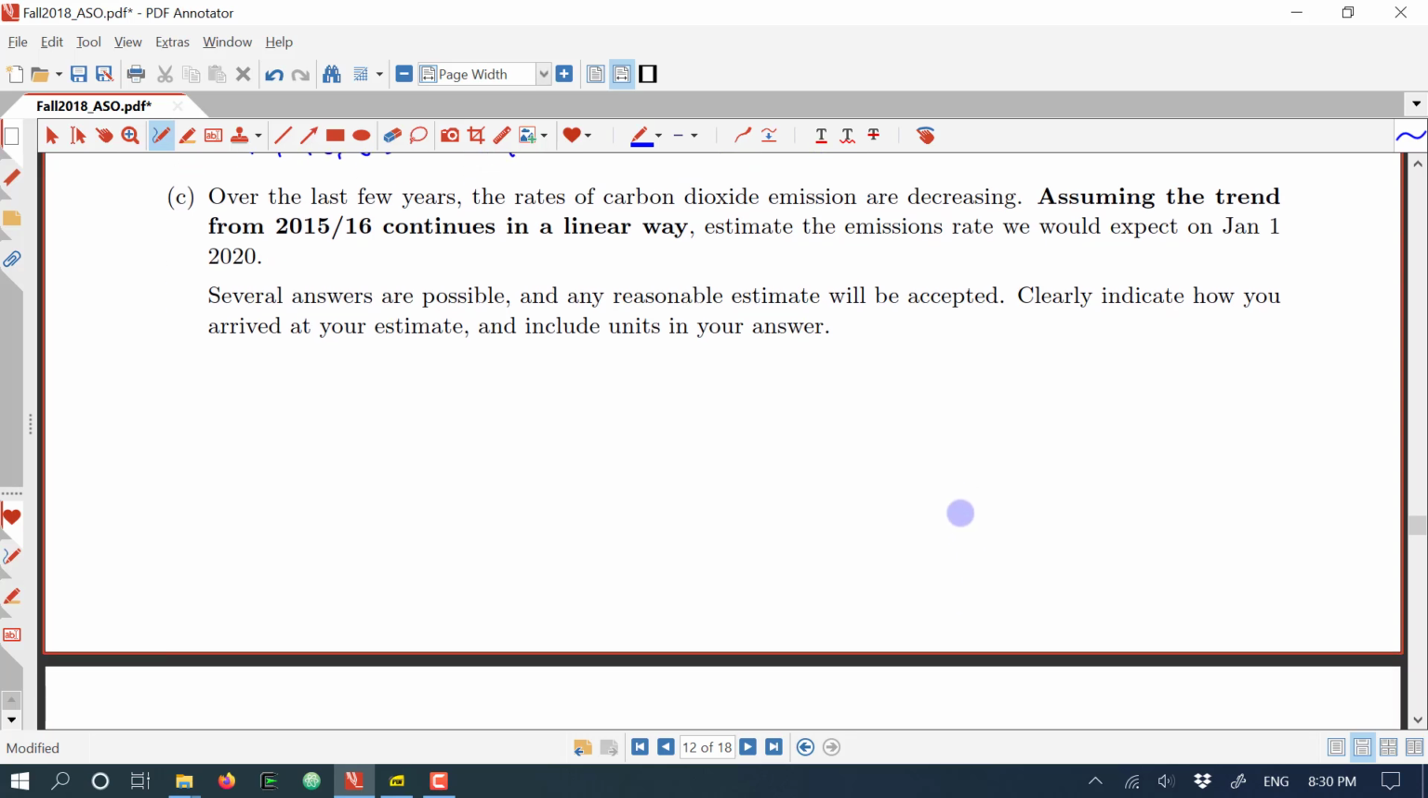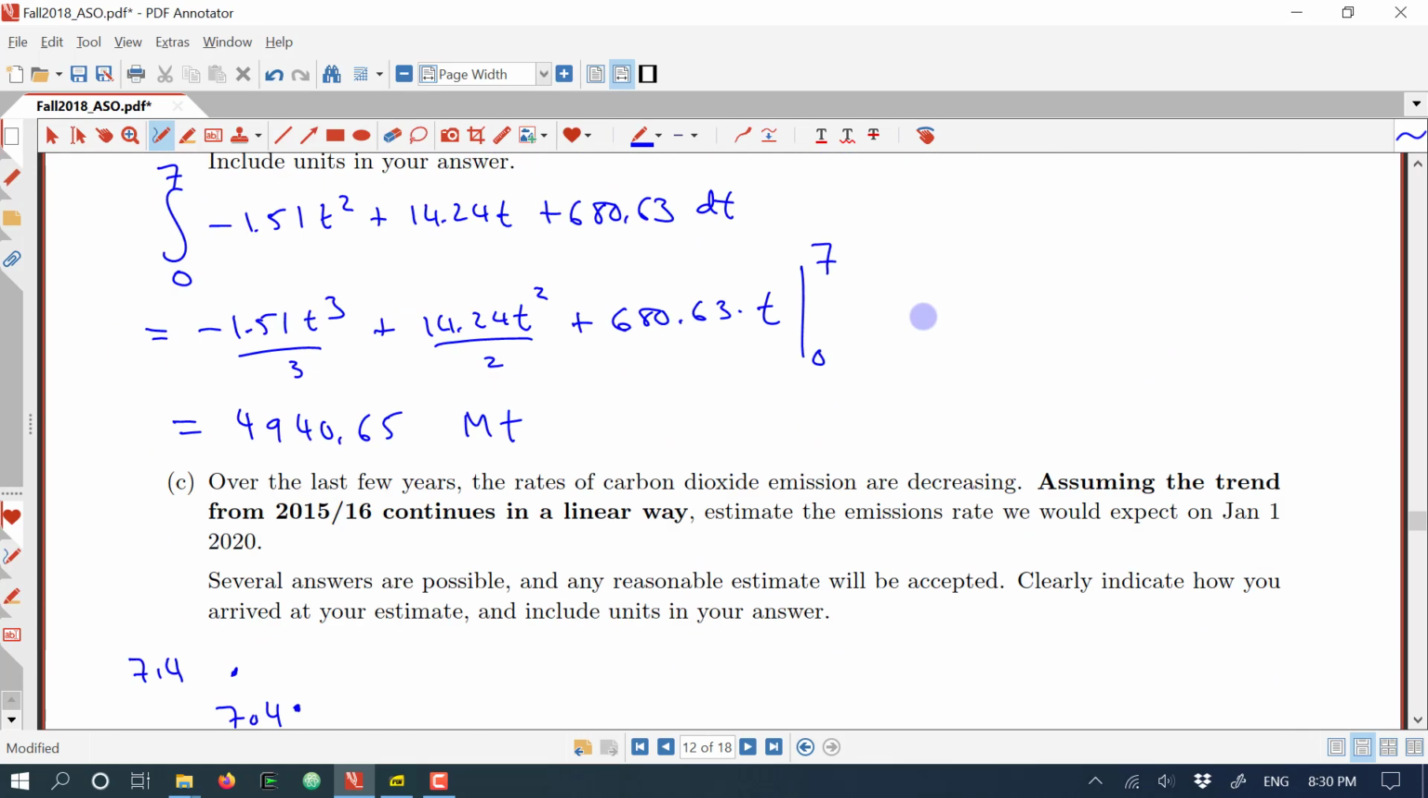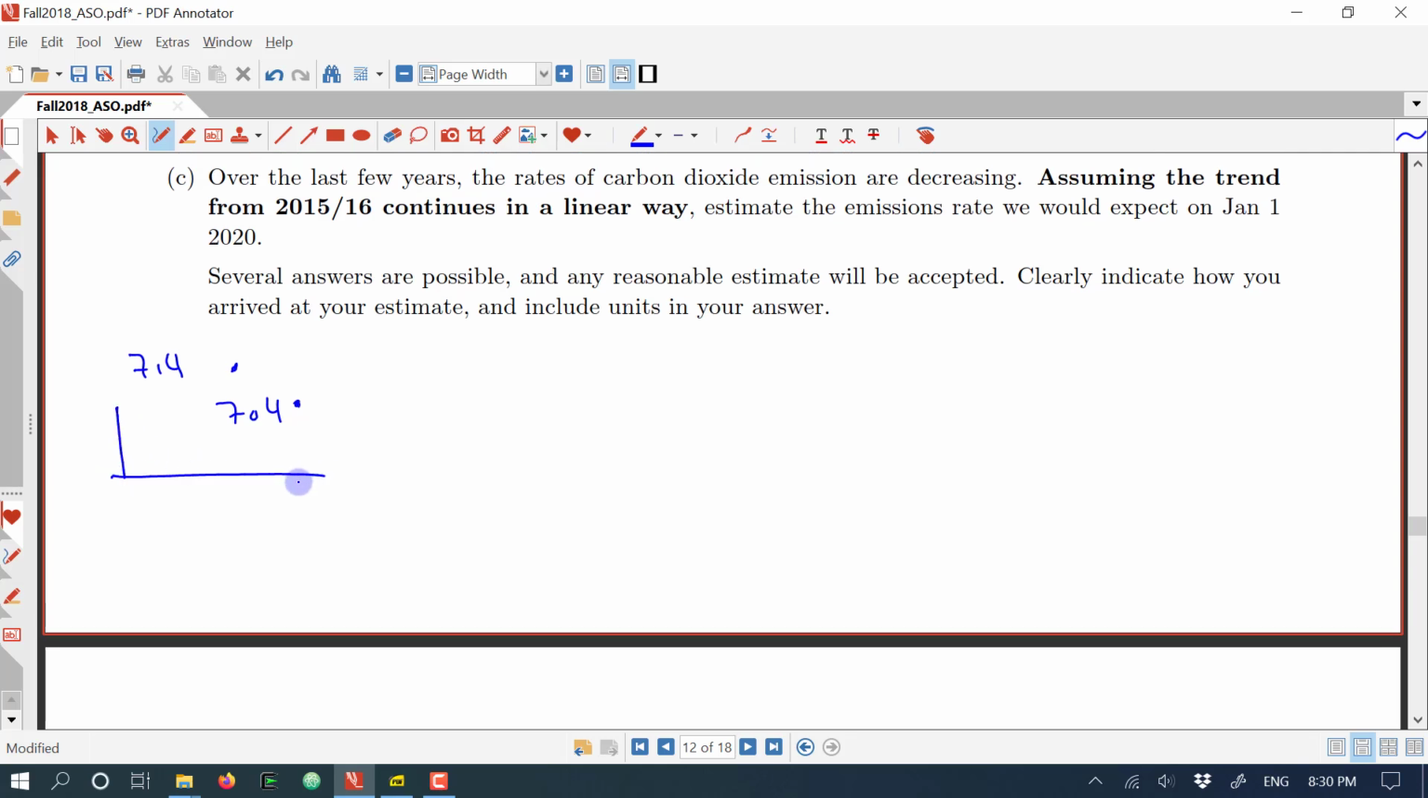Last but not least, we do change gears here. This requires getting out of the rut that you might be in mentally of thinking everything here is an integral. What this question is asking about is based on the last bit of data. So we were at 714 and then 704, and I believe those are the numbers. Yep, 714 and 704. That was at 2015 and 2016, January 1st. Assuming the trend on that year continues in a linear way, estimate the emissions rate we would expect on January 1st, 2020, so 4 years later.